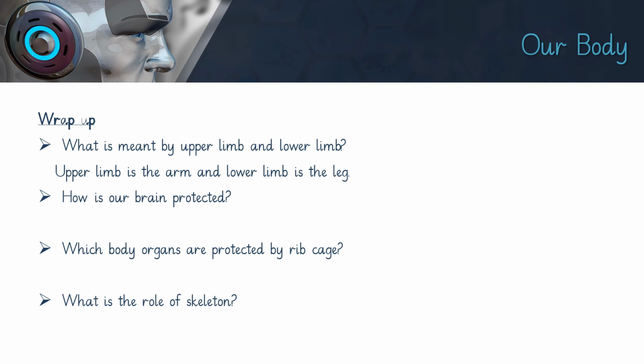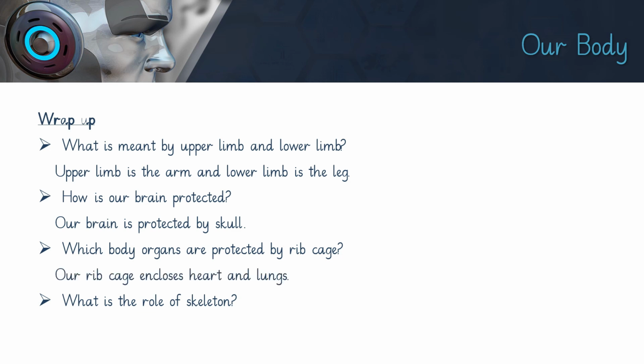Next question is, how is our brain protected? Yes, our brain is protected by the skull. Moving towards the next question, which body organs are protected by the rib cage? This has been explained as well. Alright, come up with the answer. Our rib cage encloses the heart and lungs. Now the last question is, what is the role of skeleton? A skeleton gives shape, strength and support to our body.